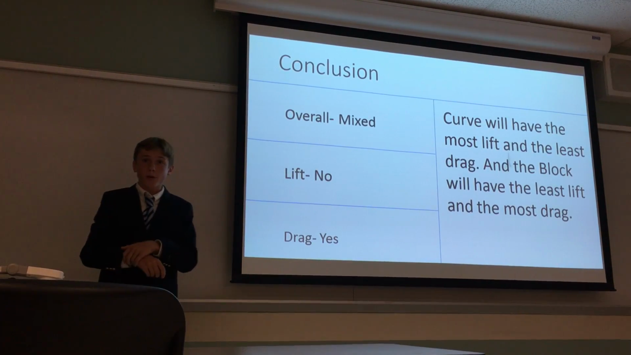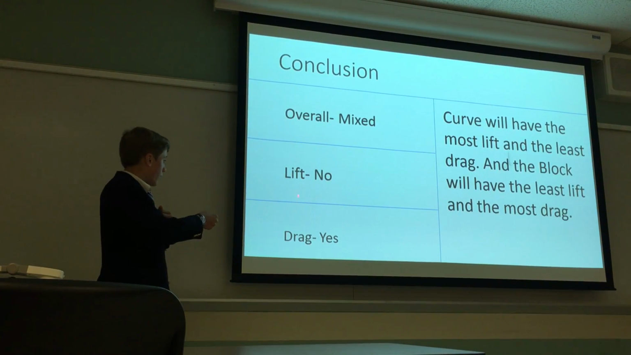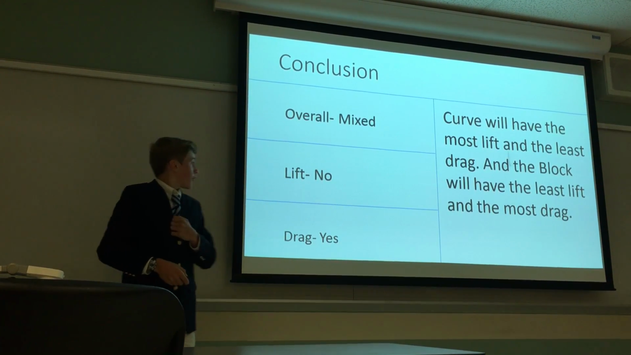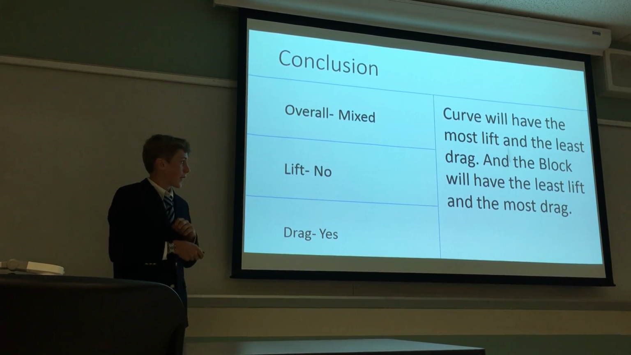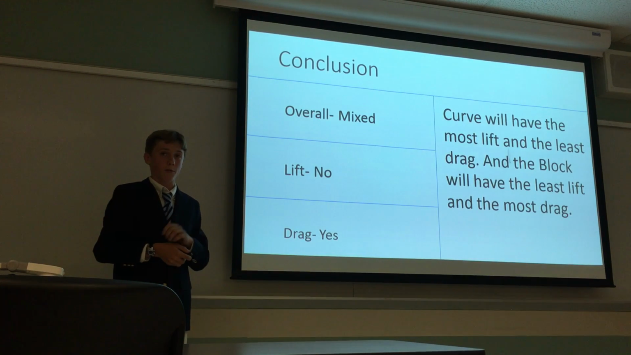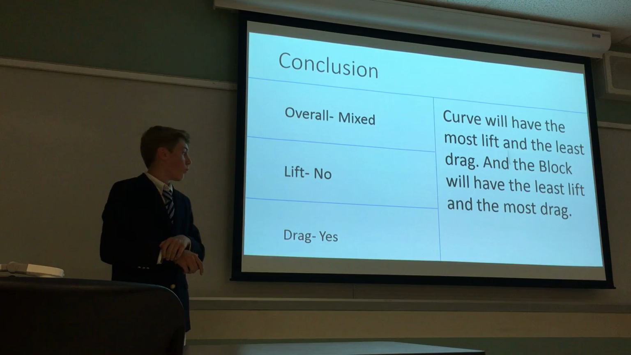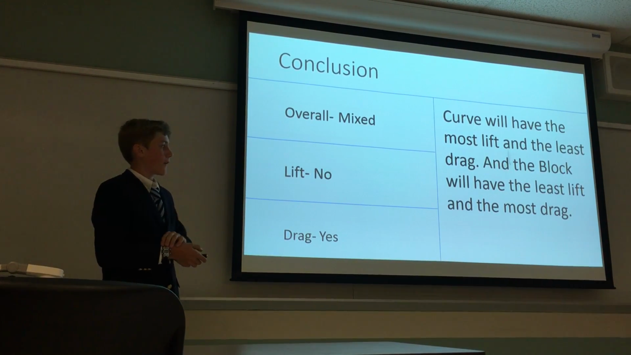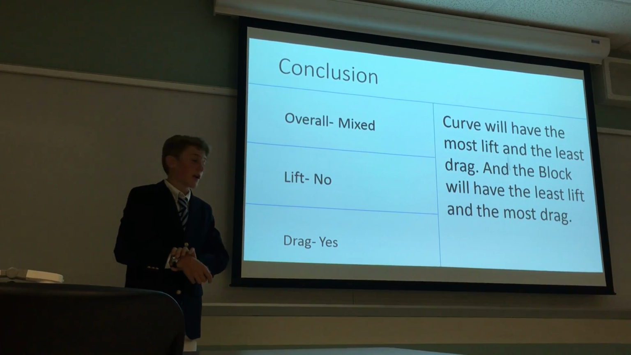At the end of this experiment, I realized that I was not doing one experiment, but two. One on lift and one on drag. For lift, my hypothesis was not supported because I said that curve would have the most lift, and it did not. And I said that block had the least lift, and the opposite was true. Block had the most lift. For drag, yes, my hypothesis was supported because I said that block would have the most drag, and curve would have the least drag, which is what happened.